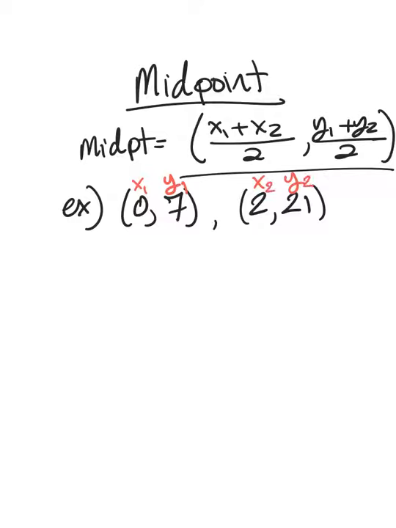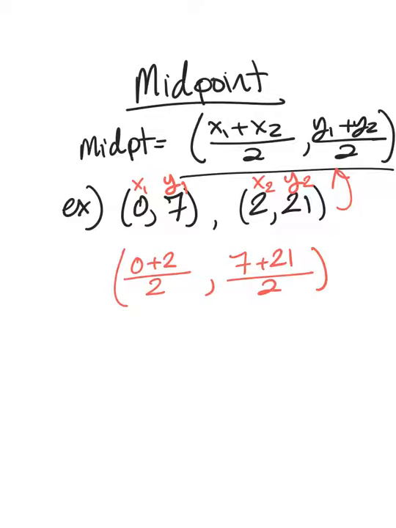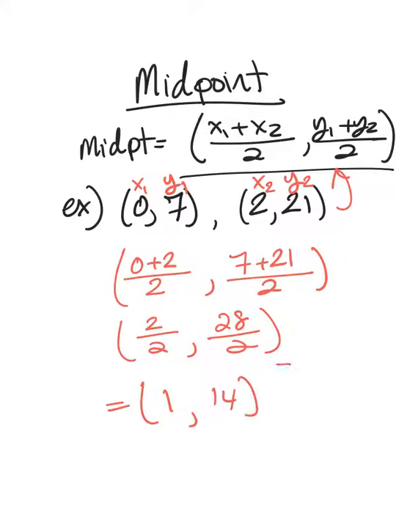So now I just have to plug it into my formula. First, it's x1 plus x2, that's going to be 0 plus 2, then divided by 2. Then y1 plus y2, that's going to be 7 plus 21 divided by 2. If you're going to do this in your calculator, you have to make sure you do the top first, press equals, then divide by 2. So in our case, 0 plus 2 is 2 divided by 2. 7 plus 21 is 28 divided by 2. 2 divided by 2 is 1. 28 divided by 2 is 14. Ta-da! That's your midpoint. Got it?